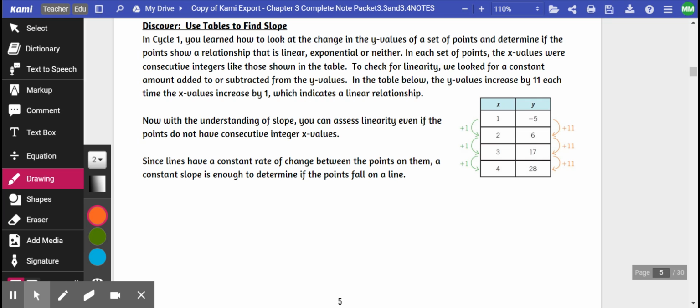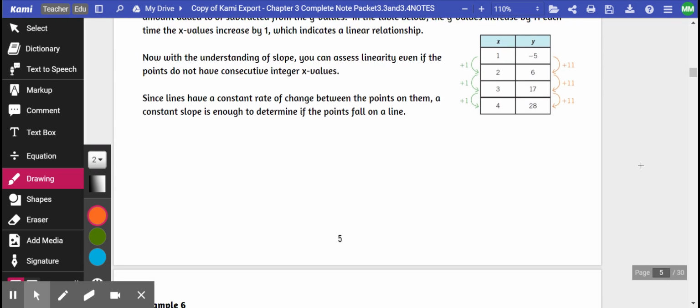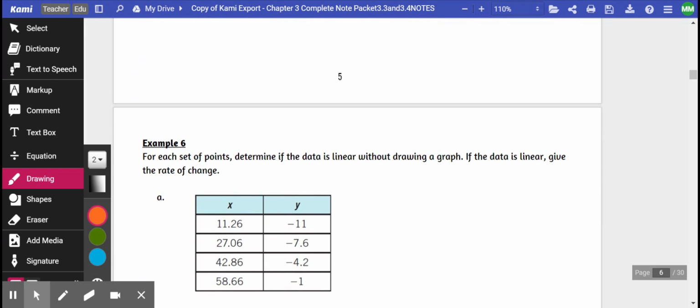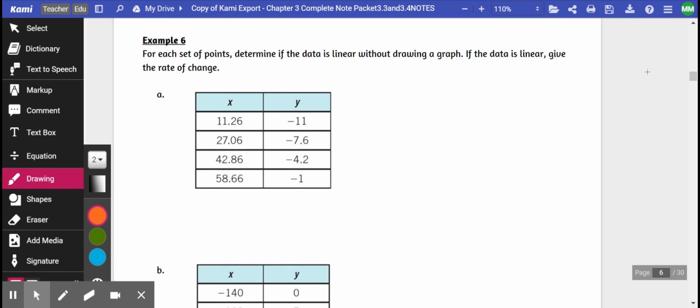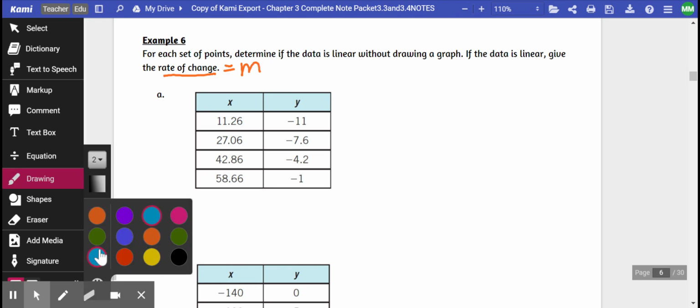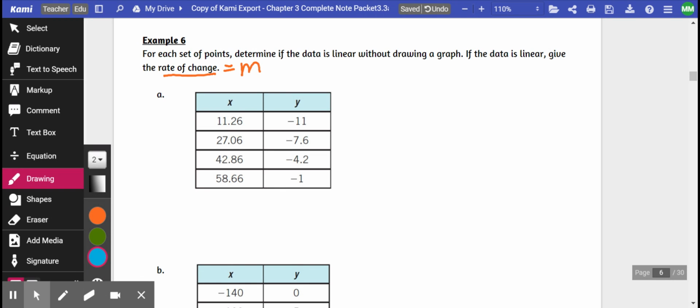So now with that understanding of slope, you're going to be able to assess linearity even if the points do not have consecutive x integers. Since lines have a constant rate of change between points on them, a constant slope is enough to determine if the points fall in a line. So for each set of points on the next page, you're going to determine if the data is linear without drawing a graph. If the data is linear, you're going to give the rate of change, which is just your slope, or m.